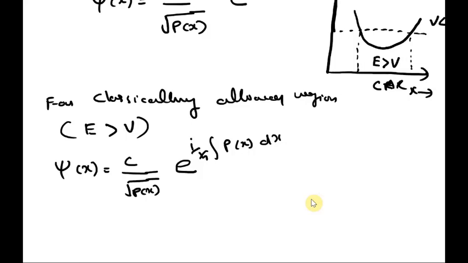You can see the p of x definition is nothing but root 2m (E minus V), and E minus V is going to be a positive term, so this is going to be a positive term, and the form is going to be like this, with another term. So c1 and c2 over root p of x, e raised to minus i by h cross integral p of x dx. So that is for the classically allowed region.